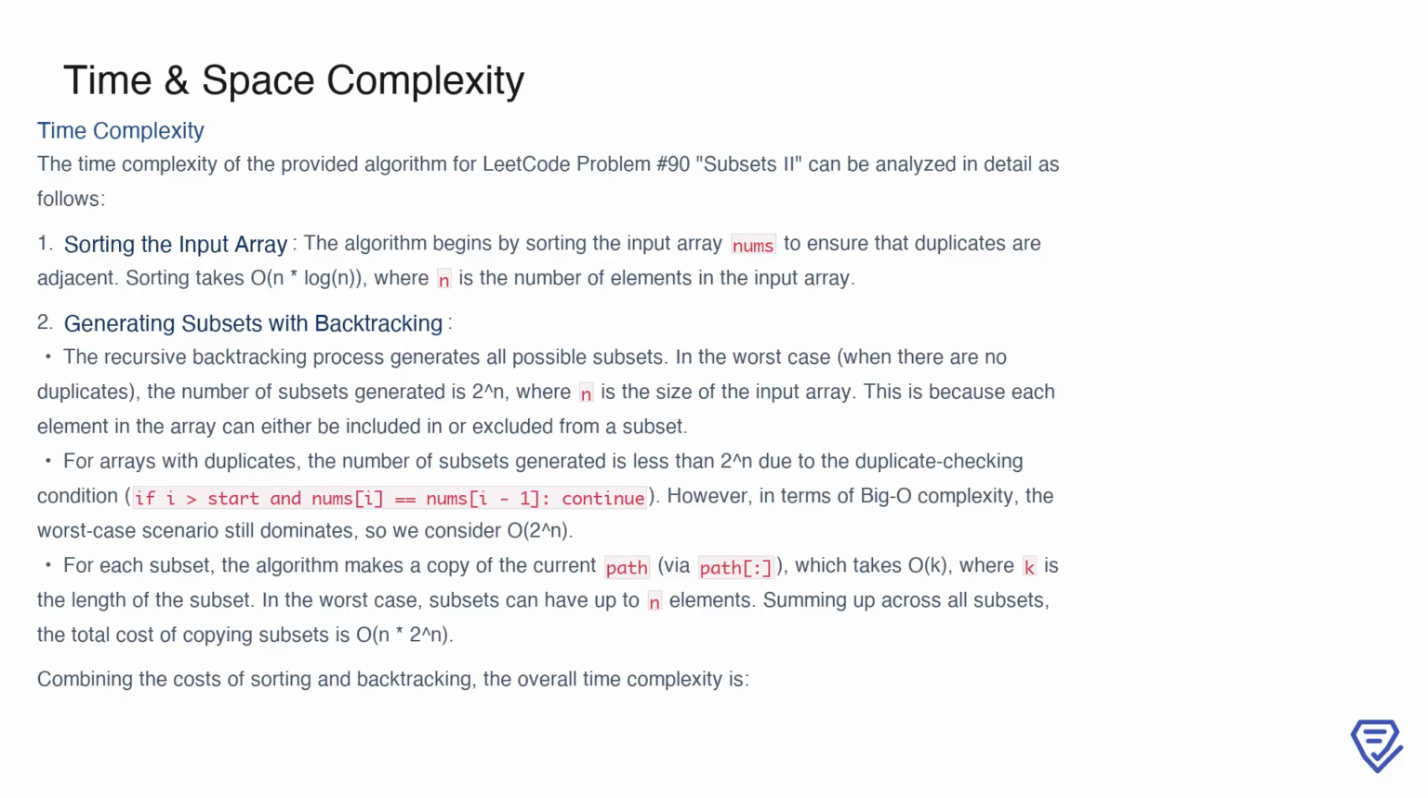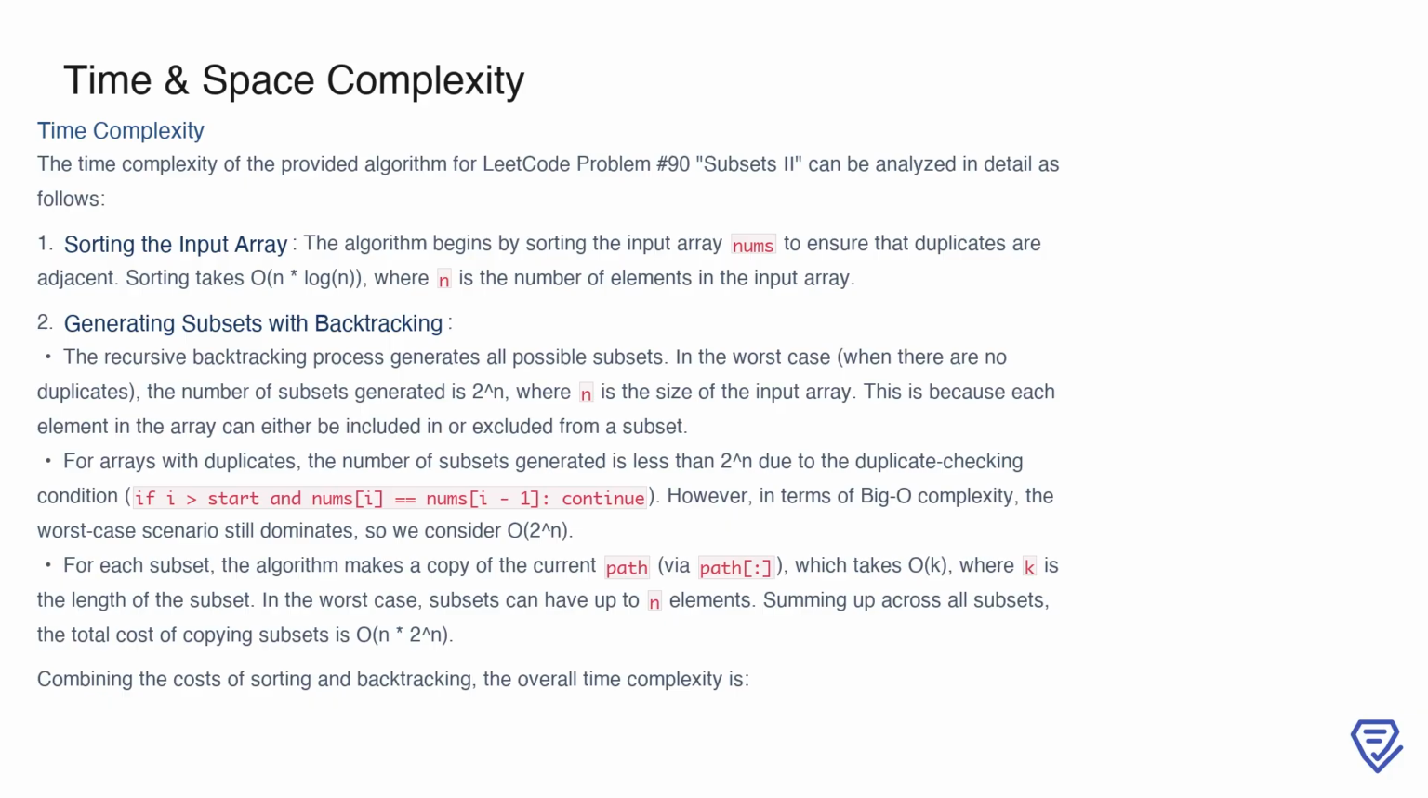For arrays with duplicates, the algorithm avoids generating duplicate subsets by skipping over adjacent duplicates. However, in terms of big O complexity, we still consider the worst-case scenario where 2 to the power of n subsets are generated. Additionally, for each subset, the algorithm makes a copy of the current subset, which takes k time, where k is the length of the subset. In the worst case, the sum of all copying operations across subsets is n * 2^n.